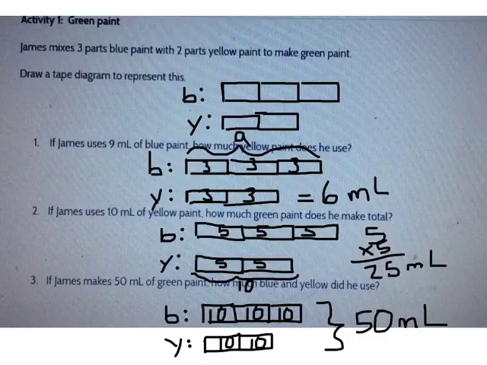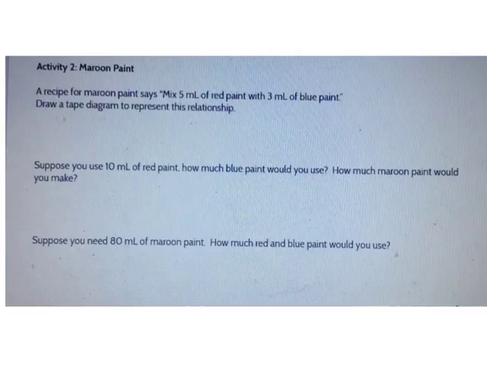How much blue paint did James use? He used 30 milliliters, 3 times 10. How much yellow paint did James use? He used 20 milliliters, 2 times 10. So I can use tape diagrams to help me solve ratio problems, especially when I need to know the total.